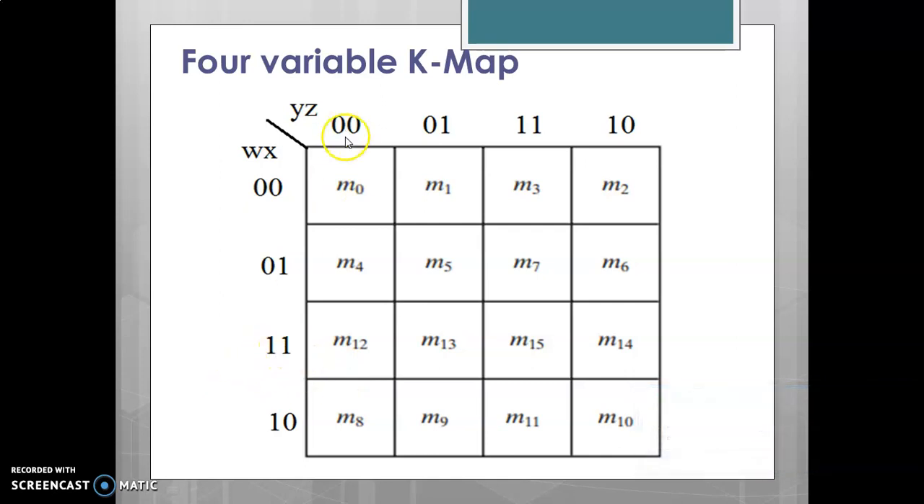Decimal equivalent of 1, 1, 0, 0 is 12. So we write M12 here. Decimal equivalent of 1, 1, 0, 1 is 13. So you write M13 here. And the same follows. So for a 4 variable K-map, we write M0, M1, M2, M3, M4, M5, M6, M7, M8, M9, M10, M11, M12, M13, M14 and M15.